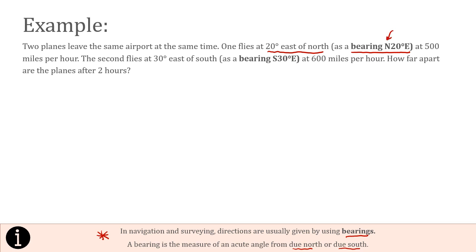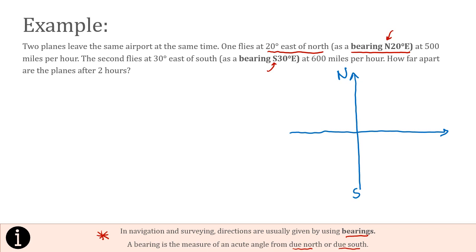The second plane flew at 30 degrees east of south. As a bearing, we wrote either the north or the south. In this case, it's the south. We wrote that first, and then 30 degrees east. All right, so let me show you what that might look like. I always like to draw an XY axis. I find that the XY axis is set up perfectly for these bearing problems because the positive y-axis is us heading north, and the negative y-axis is us heading south.